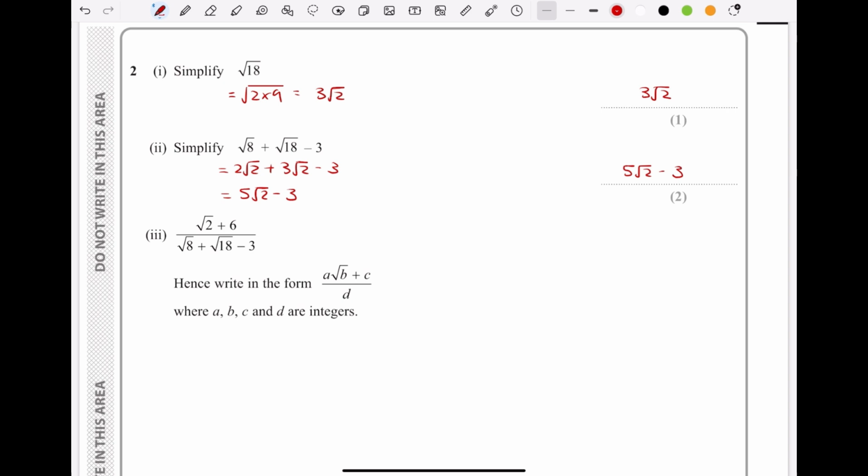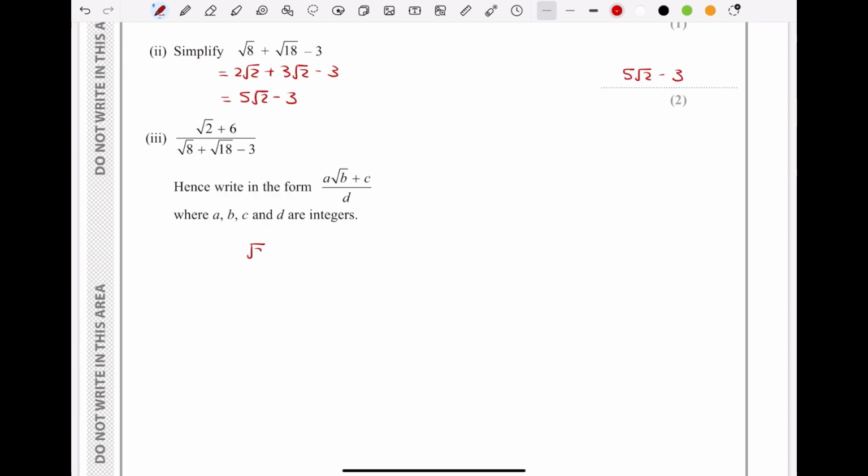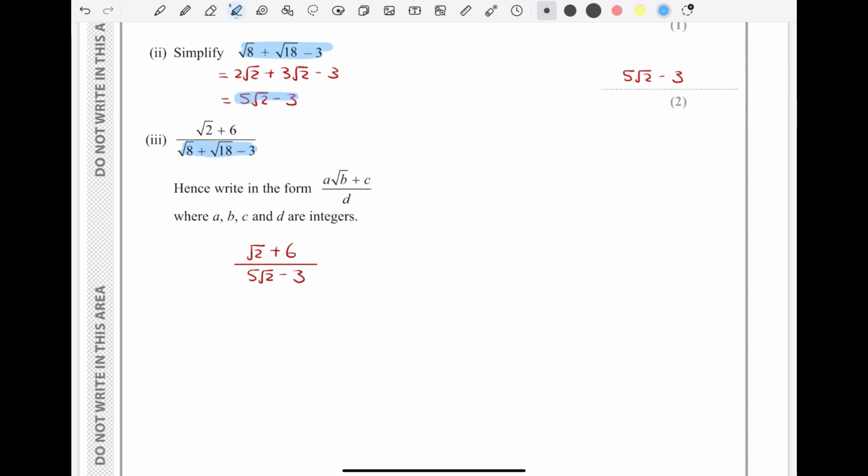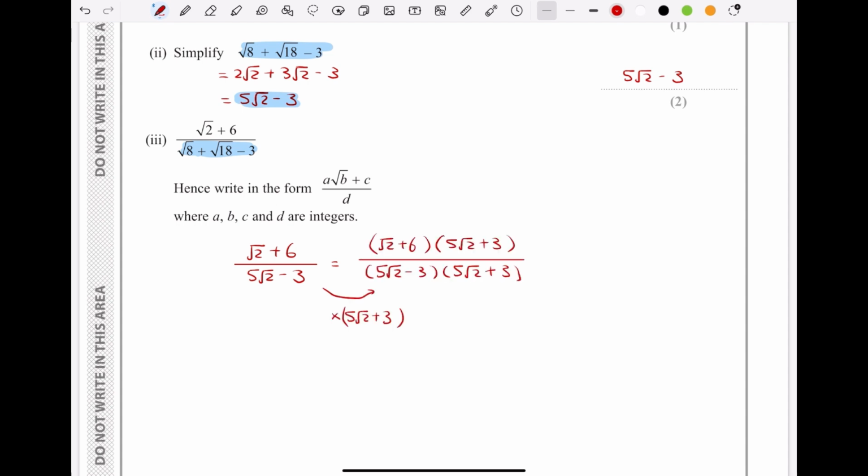In the third part, what we have is root 2 plus 6 in the numerator. Now we know the denominator is 5 root 2 minus 3. This is what we have in part 2. And what we need to do now is to rationalize the denominator. So we need to multiply the denominator and the numerator by 5 root 2 plus 3. This is because we can use the difference of two squares to get rid of that root 2.